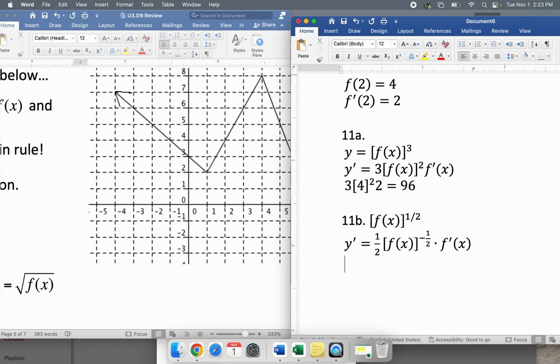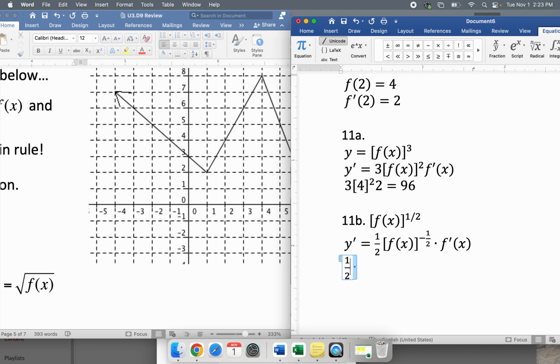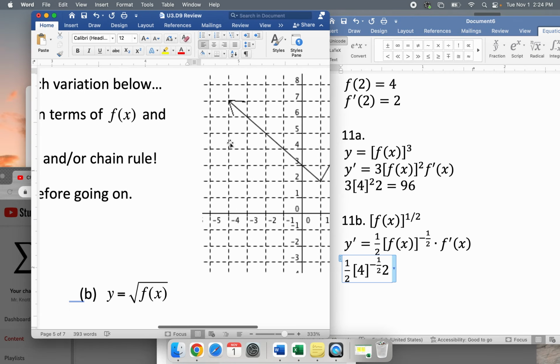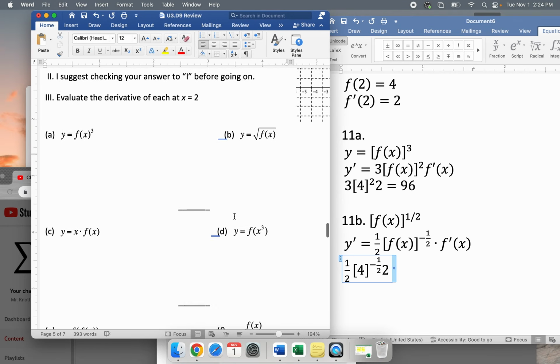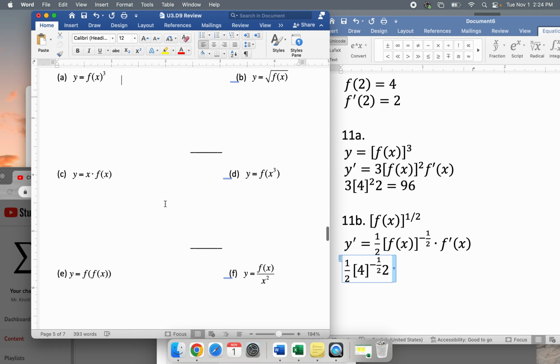So evaluating everything at 2, you get 1/2. f of 2 is 4, so that's 4 to the negative 1/2 times f prime of 2, that's 2. Yeah, if you simplify, you'll get the answer, okay? I mean, I think you guys can do that on your own. Okay, let's move on to C.